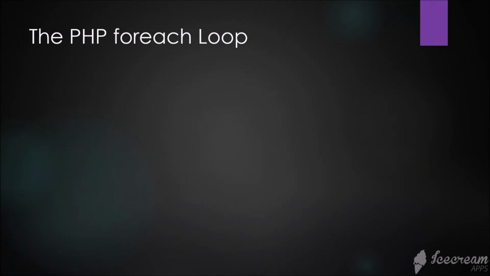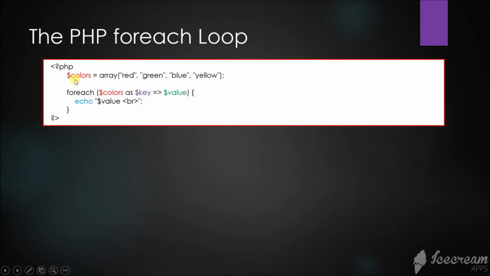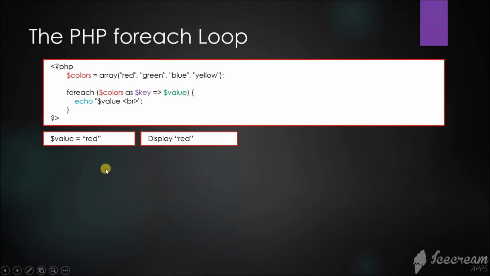Okay, so let's have our example. Okay, so we have here yung declaration natin for our array. Okay, then we have here yung foreach natin. Okay, so in every iteration dito, yung mangyayari, mapupunta sa variable na value yung mga value natin sa array. Okay, so let's try to simulate the process. So the first na mangyayari is we assign the value of red to value variable. Then we display that one.